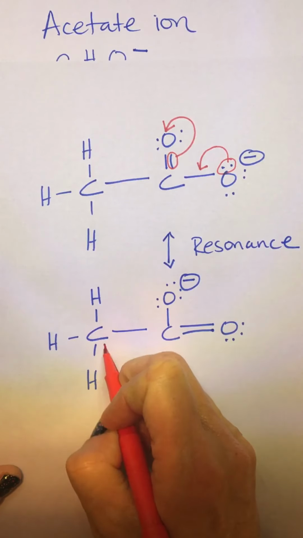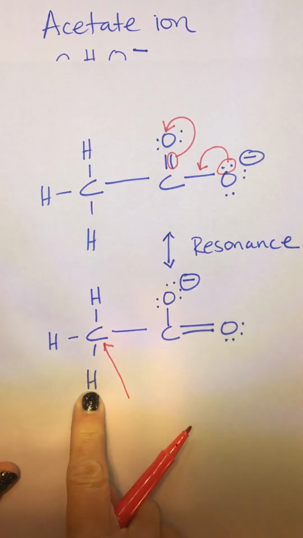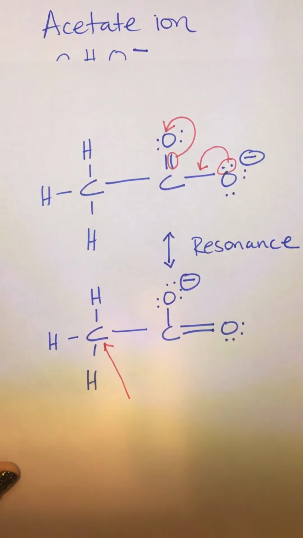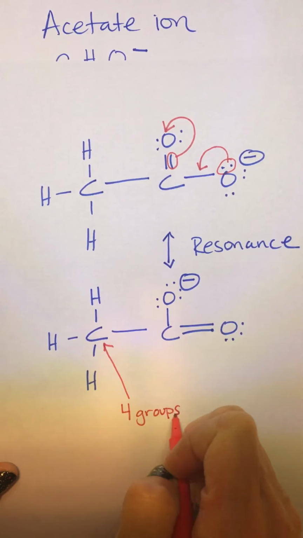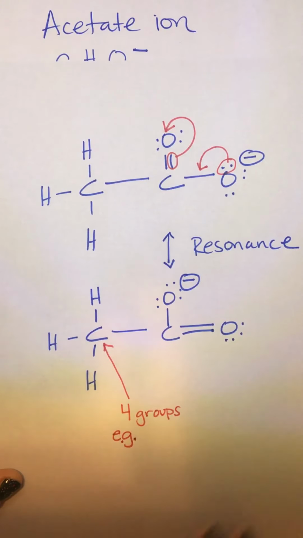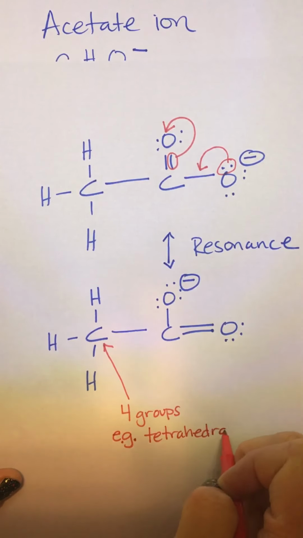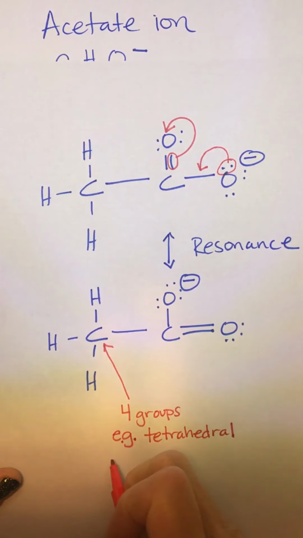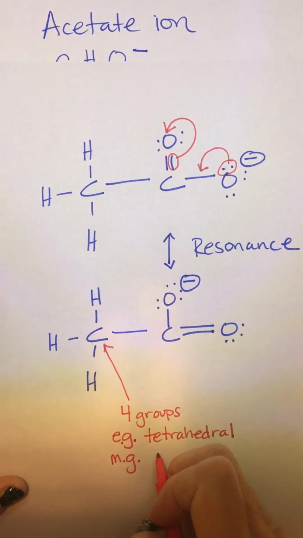So I want to know how many groups are attached to this carbon. So again, a group is an atom or a lone pair. So we have 1, 2, 3, 4 atoms attached to that carbon. So that's 4 groups. Okay? So if we look at our shape sheet, I'm just going to write EG for electronic geometry. 4 groups is associated with the tetrahedral shape. Okay, and what about its molecular geometry? Well, the molecular geometry is also going to be the same thing because there are no lone pairs on that carbon. So I'm going to write the same.